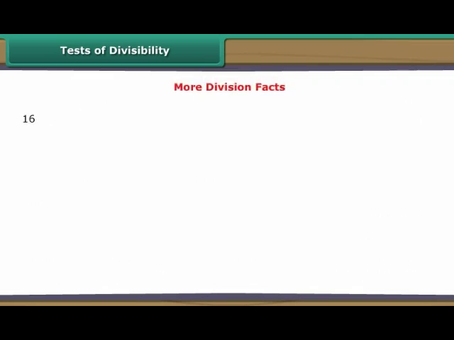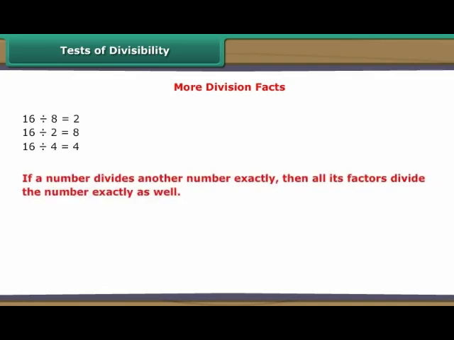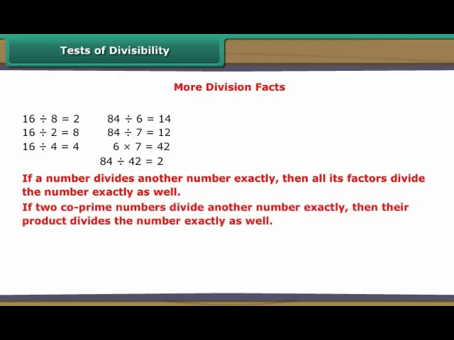Consider the number 16. 8 divides 16 exactly. Two factors of 8, 2 and 4, also divide 16 exactly. Therefore, we can say that if a number divides another number exactly, then all its factors divide the number exactly as well. Consider the number 84. The co-prime numbers 6 and 7 divide 84 exactly. Their product 42 also divides 84 exactly. Therefore, if two co-prime numbers divide another number exactly, then their product divides the number exactly as well.